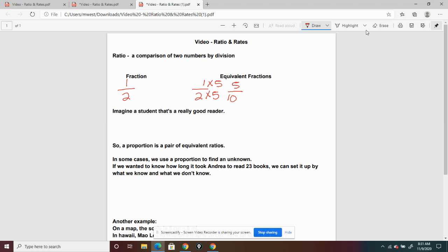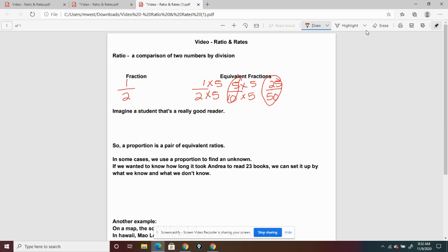So if we were to multiply that by 5 again, we would get 5 times 5 is 25 and 10 times 5 is 50. So 5/10 and 25 over 50 are equivalent fractions to 1/2.